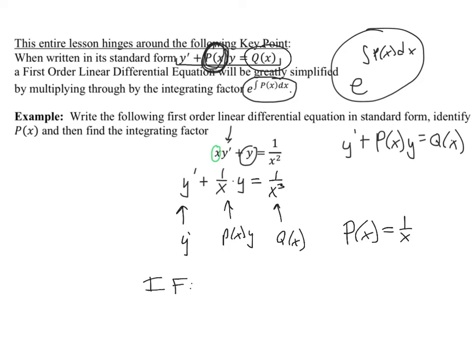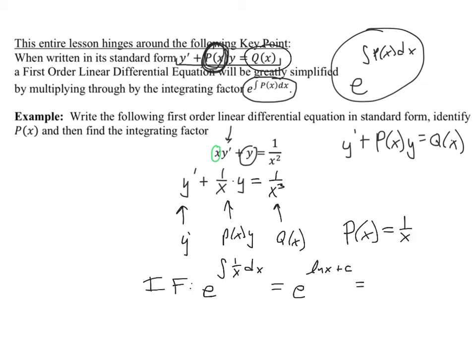My integrating factor is supposed to be e to the integral of 1 over x dx. Well, the integral of 1 over x is natural log x, so this will be e to the natural log of x plus c. Turns out that plus c is not going to matter, but I'm going to share with you why in just a moment.